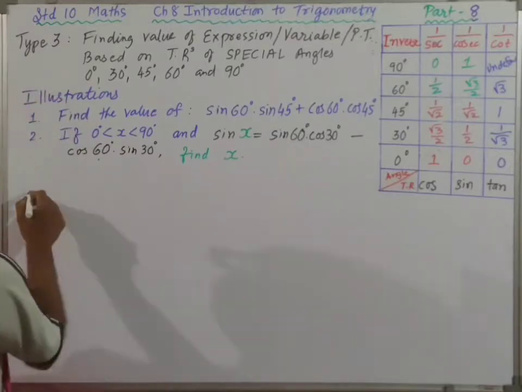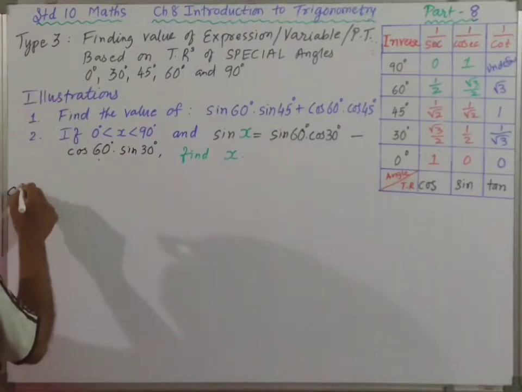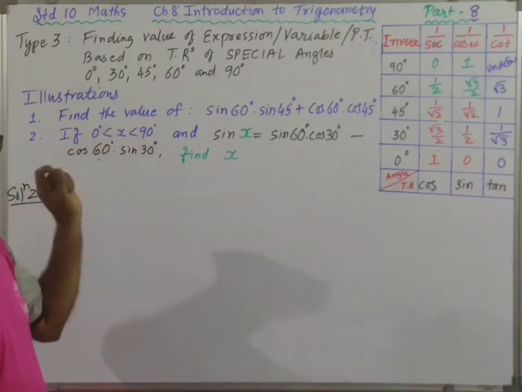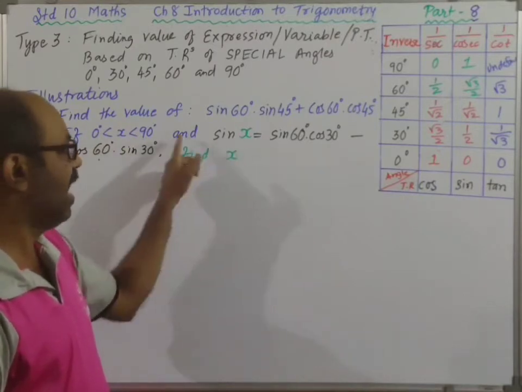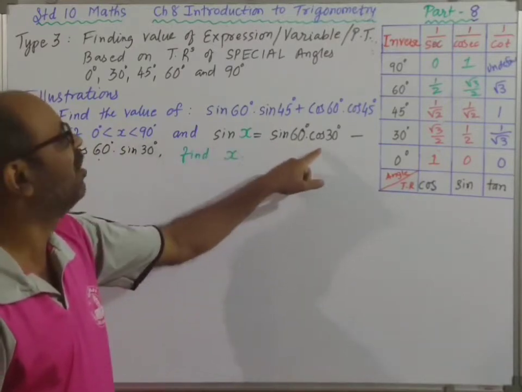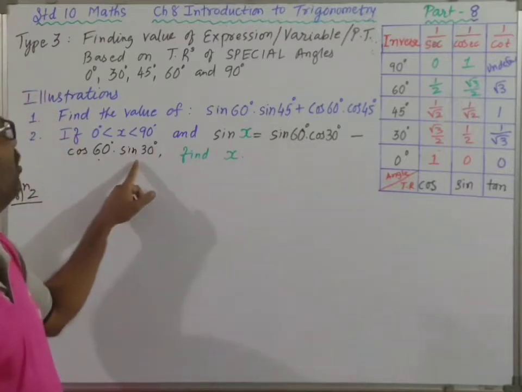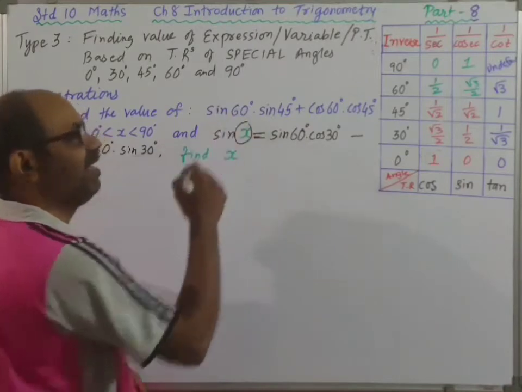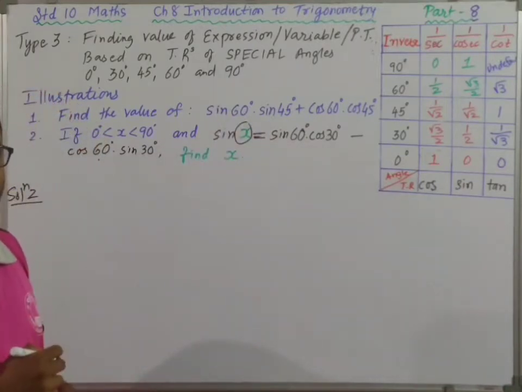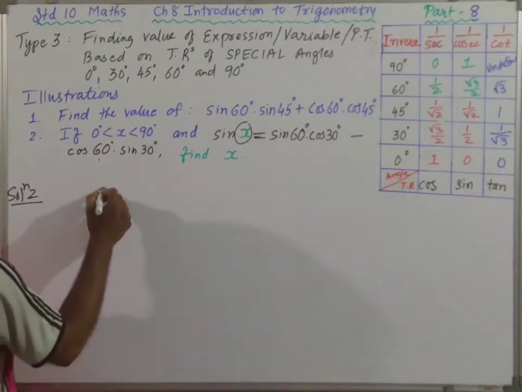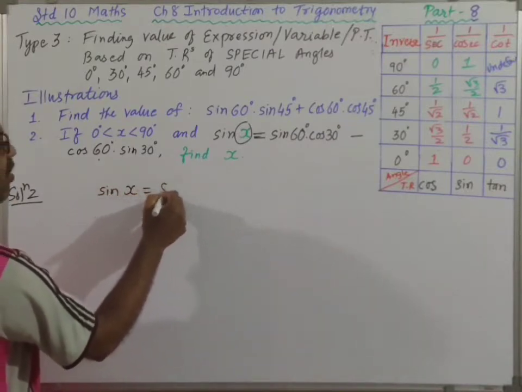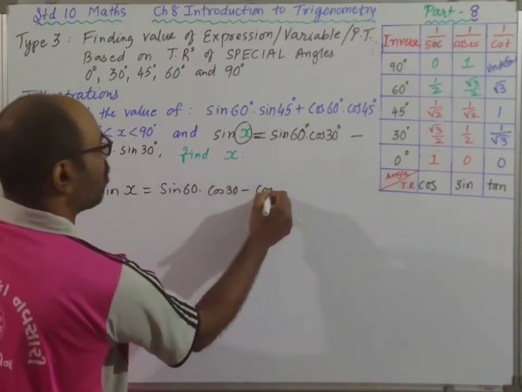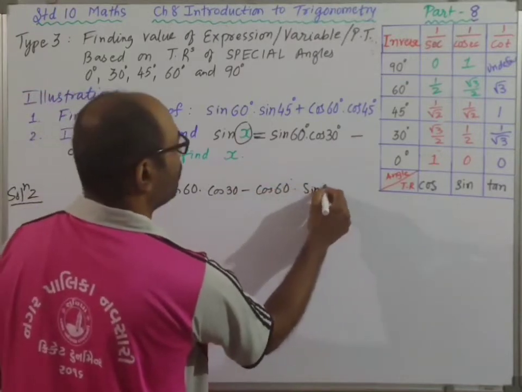Got it? Sure? Understood? We'll see the next, number 2 now. Solution number 2. If x is greater than 0 and less than 90, that means it is an acute angle. Sine of x is equal to sine 60 into cos 30 minus cos 60 into sine 30. Find x. Yes, this is an equation and there is a variable x in it. We have to find its value. Let's find out. I'm writing the equation here. Sine of x is equal to sine 60 into cos 30 minus cos 60 into sine 30.